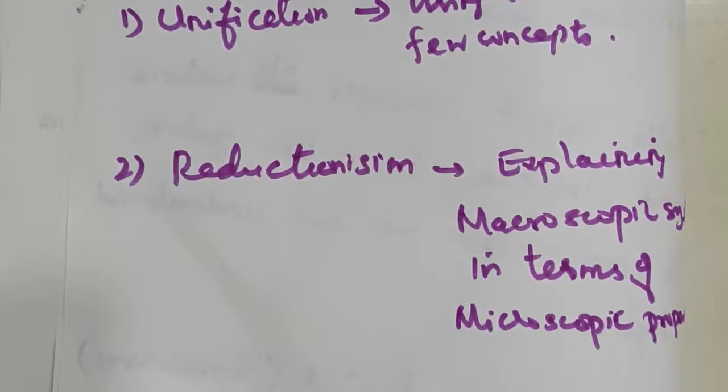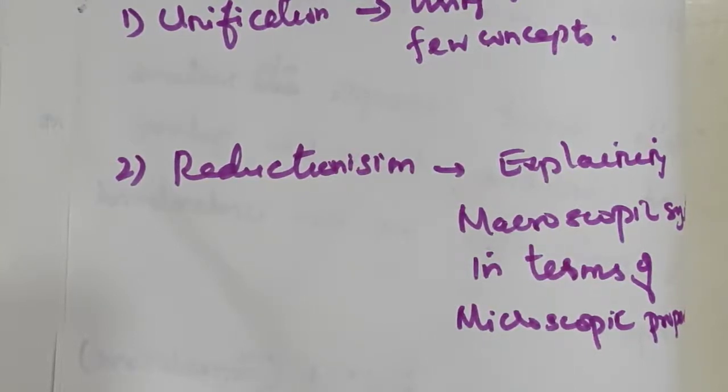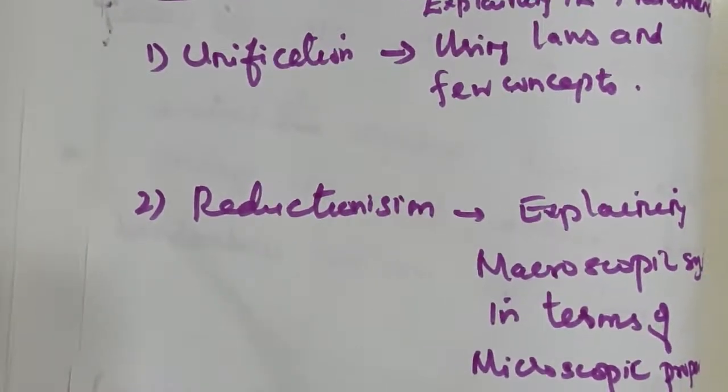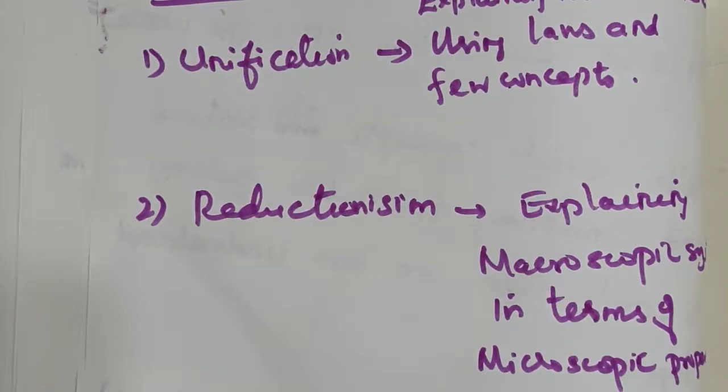Physics is the study of nature and natural phenomena. It is derived from the Greek word physis, which means nature. And this is the most basic of all sciences. And I have discussed the two approaches in physics, unification and reductionism. Unification means explaining the phenomena using laws and concepts. Reductionism means explaining the macroscopic system in terms of microscopic properties. I think you all have understood the introduction class.